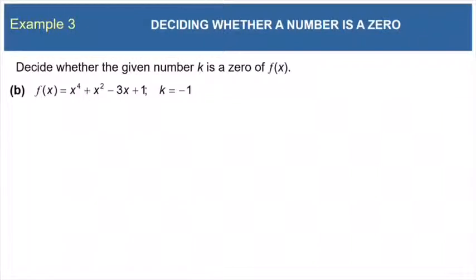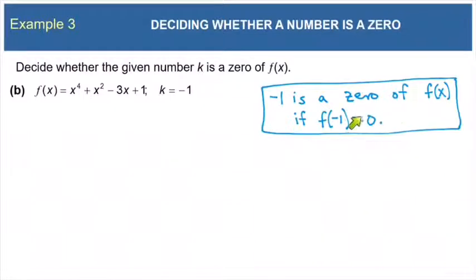Now here's part B. And this is one that you could pause the video and try on your own if you want to. Here we have f of x equals x to the fourth plus x squared minus 3x plus 1. And we want to know if -1 is a 0 of this function. So -1 is a 0 of this function only if f of -1 equals 0. So we better be able to do the synthetic division and see that remainder equal to 0.